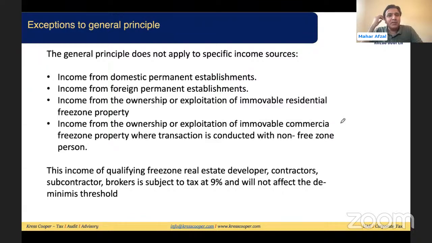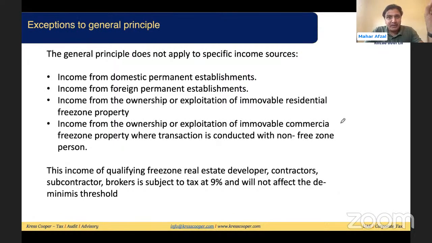Exceptions to this general principle. This was the general principle we have discussed. The general principle was that for a qualifying free zone person, three incomes are qualifying income. Other than this, it will be considered non-qualifying income and will be subject to tax. Out of these three: first, income generated from another free zone person. Second, income generated from qualifying activities from a non-free zone person, which are not excluded activities. Third, the de minimis criteria, where the income is below the de minimis threshold. These three conditions are the three possibilities of qualifying income. All other income will be considered non-qualifying income.